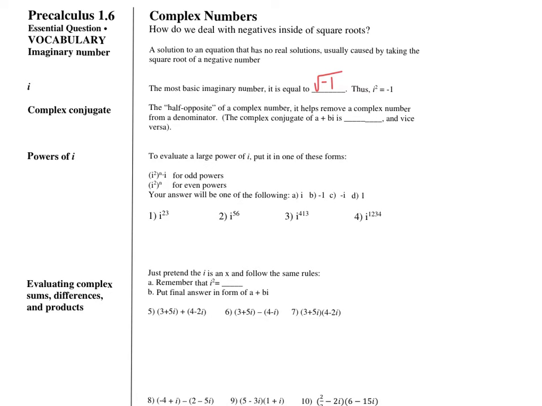Something we'll be talking a lot about is the complex conjugate. So the complex conjugate is, I call it, the half opposite of a complex number. It helps remove the complex number from the denominator, so the complex conjugate of 8 plus bi is 8 minus bi. So you're always going to change the second number, keep the first number the same.